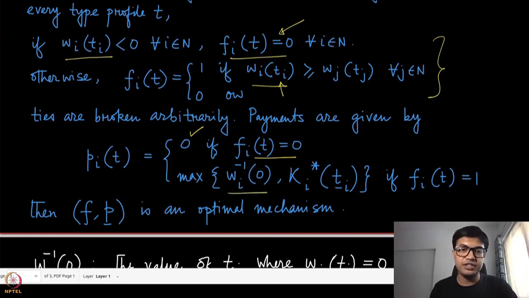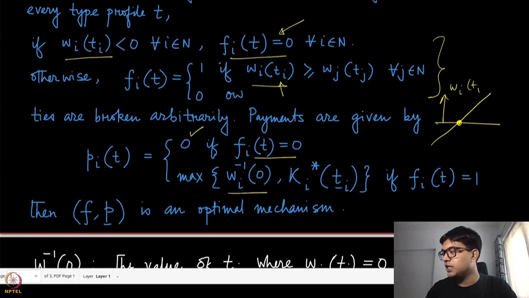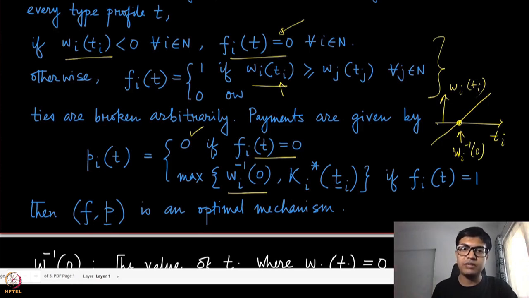The first one is the inverse function of wi at zero, wi inverse of zero. This is the value of this agent at which point the virtual valuation becomes zero. You can remember that the virtual valuations were a monotone increasing function, crossing the y equal to zero line at some point. So if on the y-axis we plot wi(ti), and on the x-axis we have ti, this is the point which is wi inverse of zero. So it has to cross that positive value, otherwise it will not be considered to become a winner.